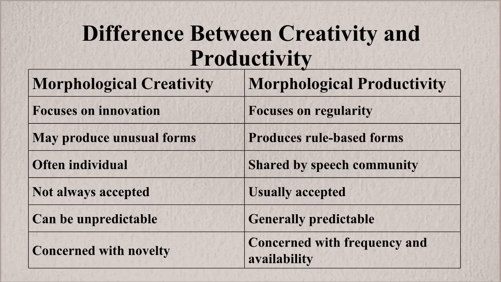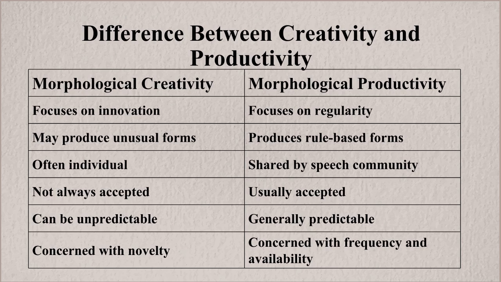This table highlights the difference between the two notions. Morphological creativity emphasizes linguistic innovation and originality, whereas productivity focuses on regularity. Morphological creativity produces unusual forms, whereas productivity emphasizes the availability and frequency of a word formation process, which has clear rules. Creative formations may be temporary as they are used by individuals. That's why they are not always acceptable. Whereas productive formations are generally more stable and widely accepted because they are shared by the community. And that's why they are more acceptable.